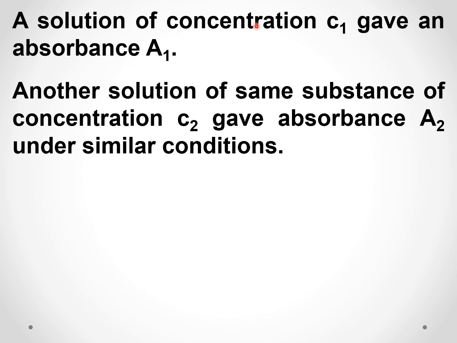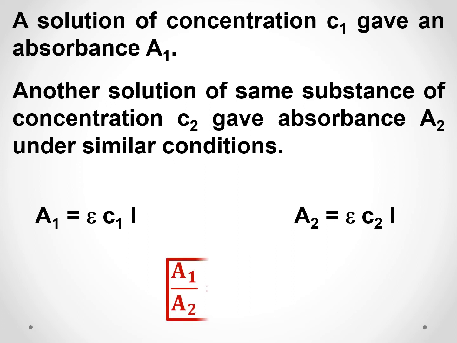So there is a relationship between these four parameters. A1, A2, C1 and C2 are related. So A1 is equal to epsilon C1 L. Here epsilon and L are constant because the compound is the same. Again A2 is equal to epsilon C2 L. Divide both. You get A1 by A2 is equal to C1 by C2. So this is another important expression in Beer-Lambert law.